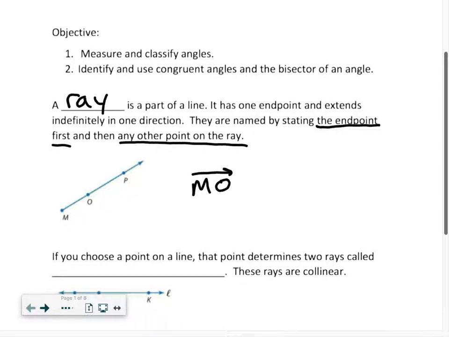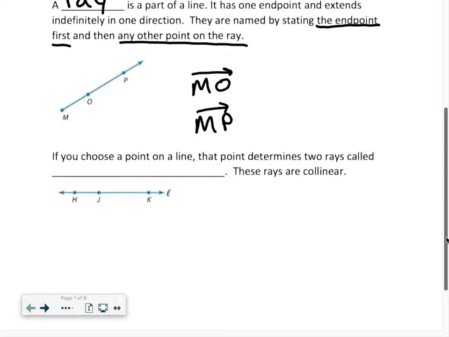And then for the notation, you've got to use no arrow over the M and then an arrow over the O to show the direction of the ray. Again, we could also name this one ray MP, because that just uses another point on the ray. But we have to use the endpoint of the ray.